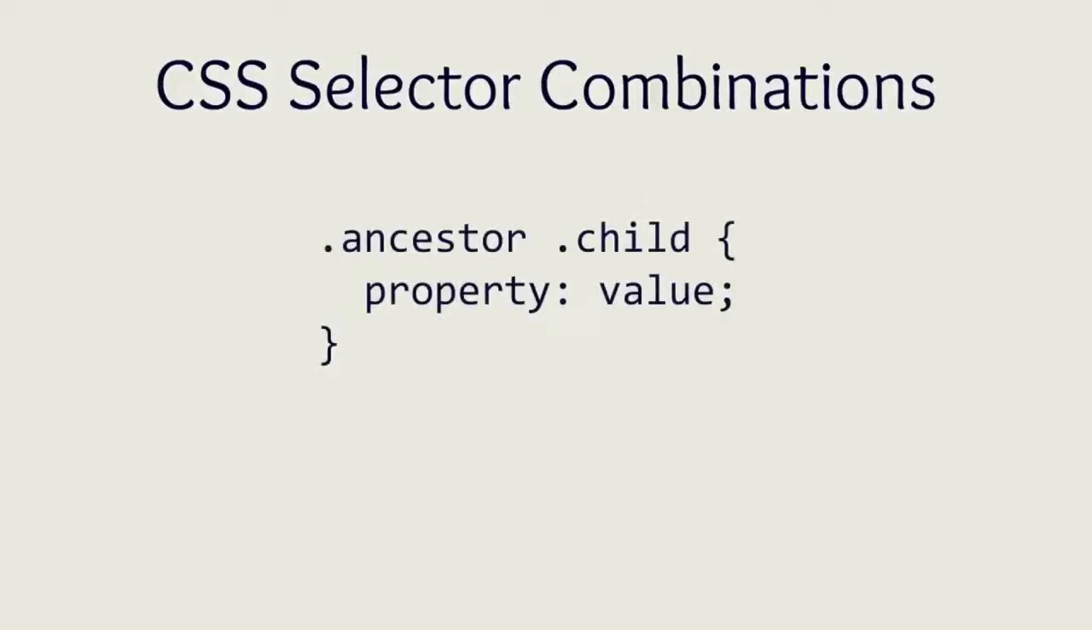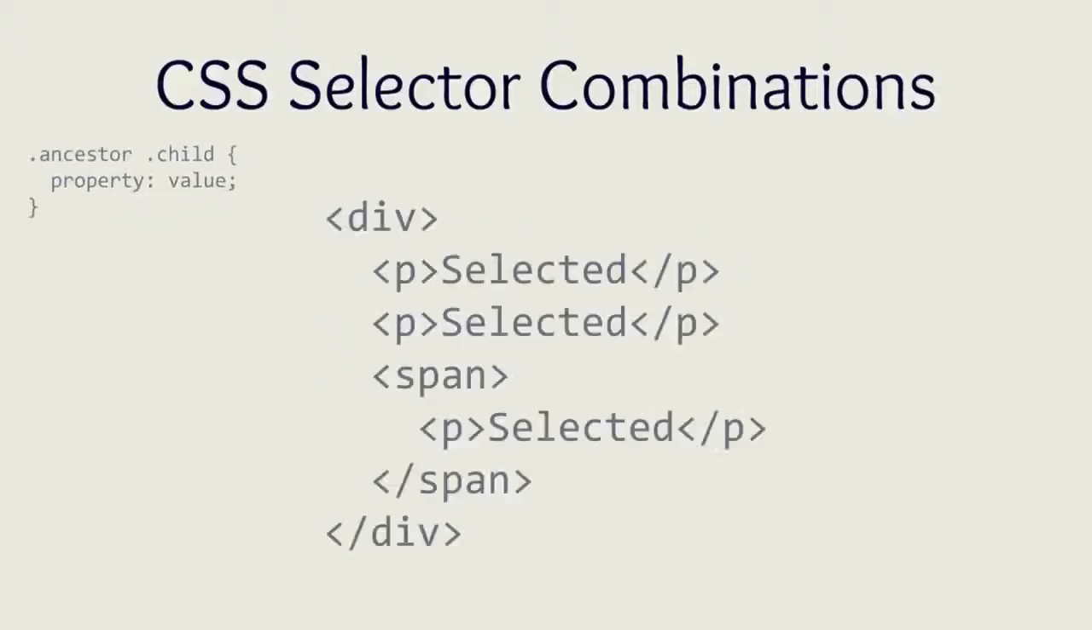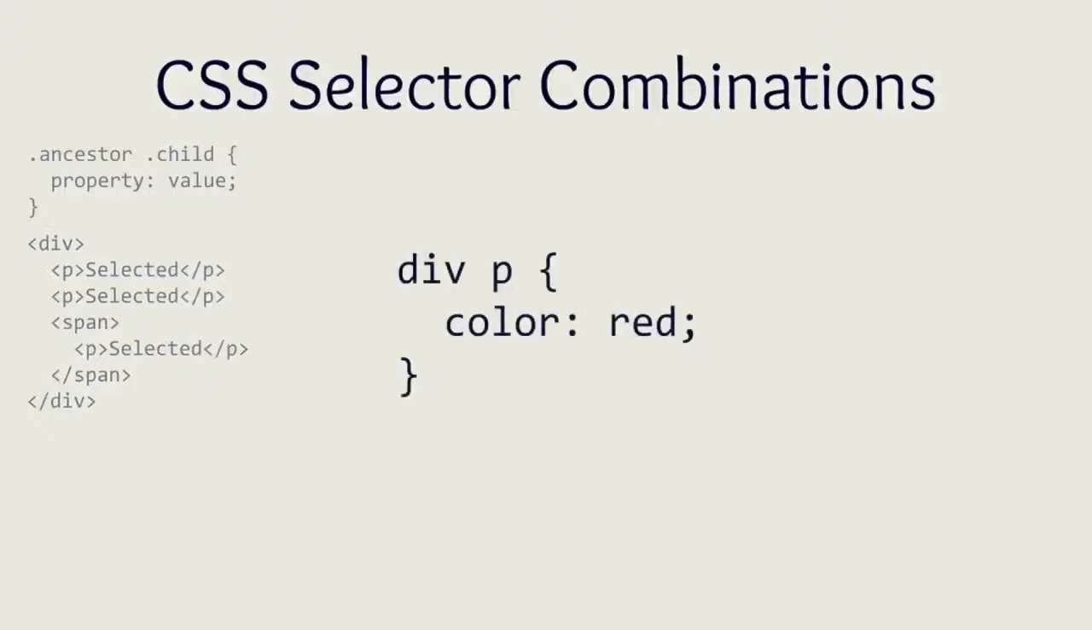Another way to combine selectors is to use multiple selectors to specify an ancestor of an element. To do this, you will put a space between the ancestor and child selector. For example, to select all p tags inside a div, you simply need to use the following selector. This will select all p tags that have a div as their ancestor, even if the div tag is not the direct parent of the p tag.